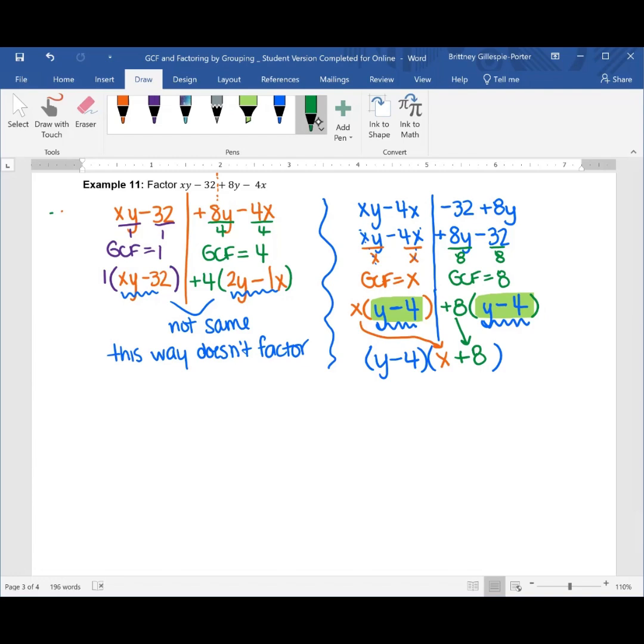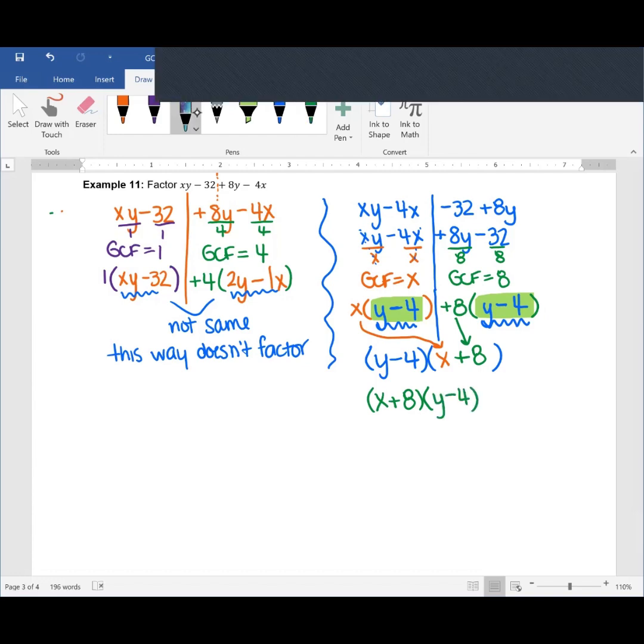And remember, you can also write this answer as x plus 8 times y minus 4. Either one of these is correct. Do not write the y minus 4 twice because we're factoring it out. We only have to write the factor once.